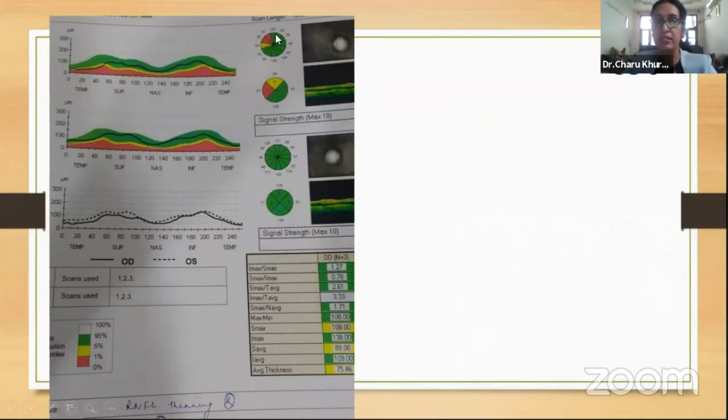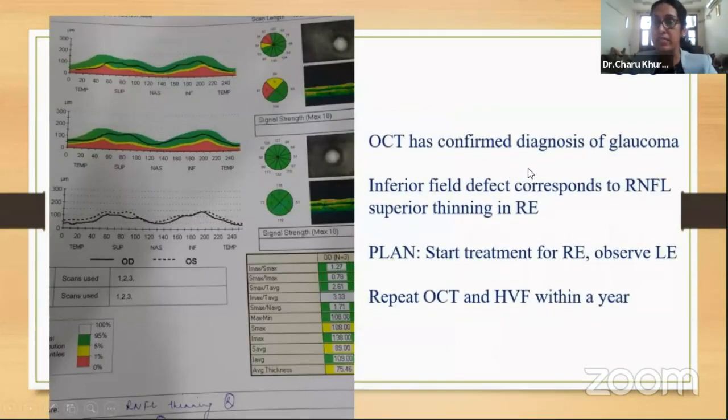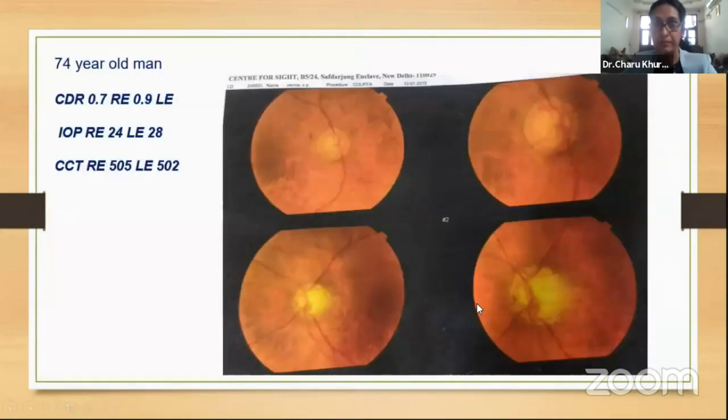And we repeated this and we found that the OCT has confirmed the diagnosis. The inferior field defect is indeed corresponding to the superior RNFL thinning. And this patient was started on treatment in the right eye, and the left eye was monitored.